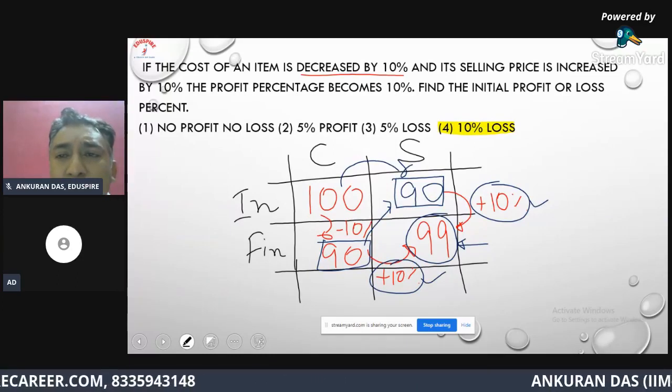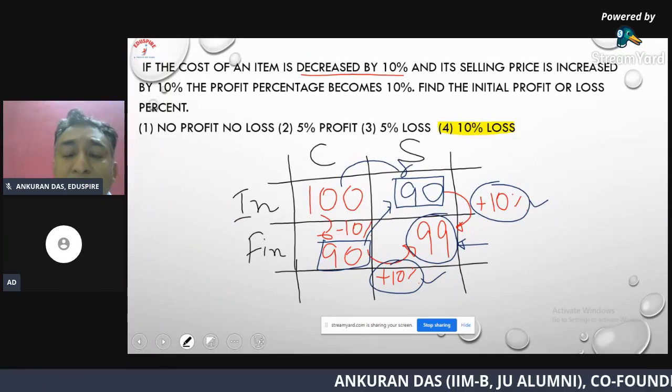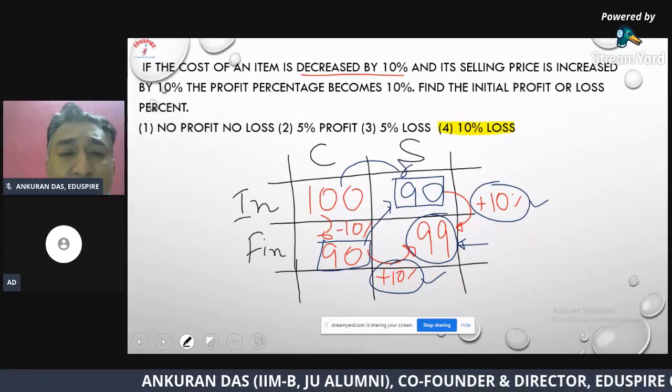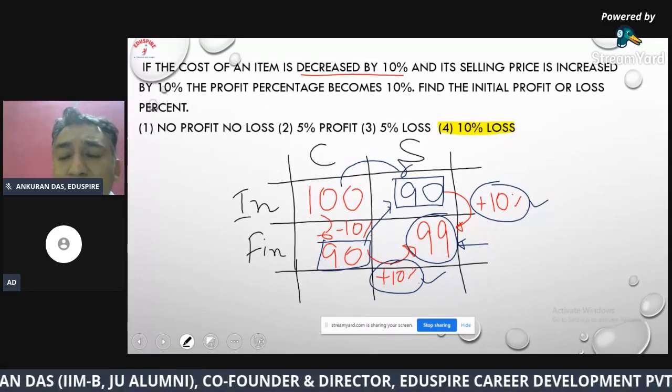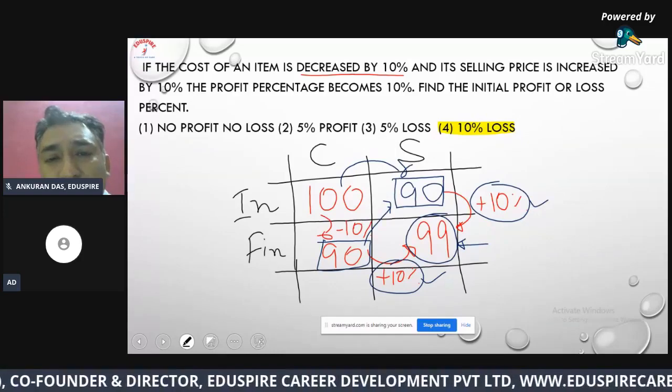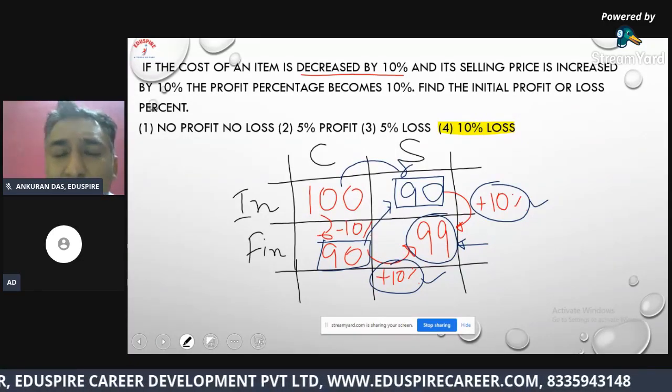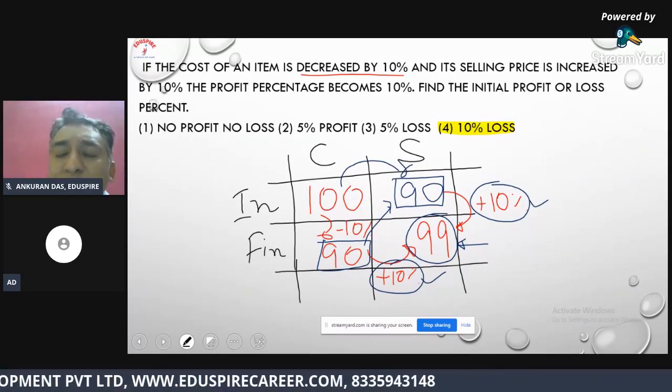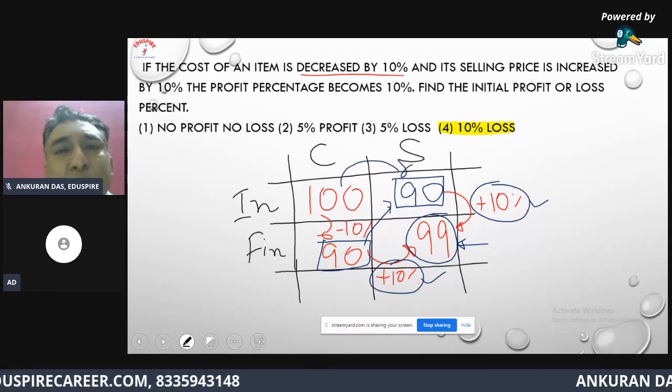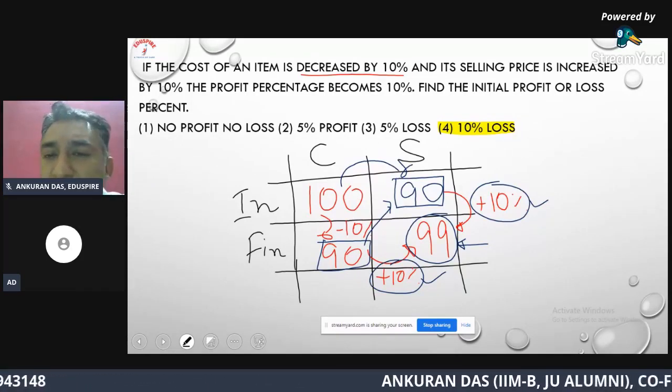While the language was looking a little confusing, but as I told you, you can see that in front of you, that if you draw a table, a difficult looking question or a complicated looking question can also become very, very easy. Yeah. So great. So we'll proceed with the next one.